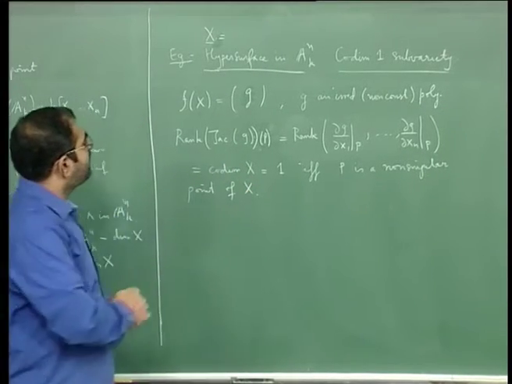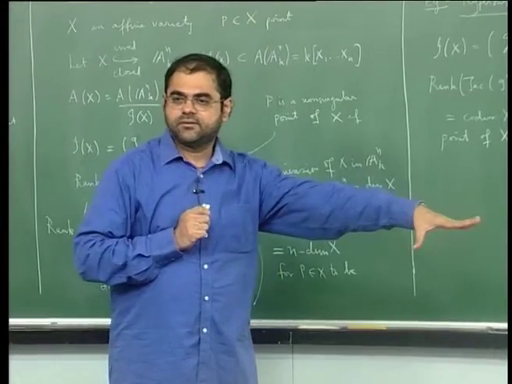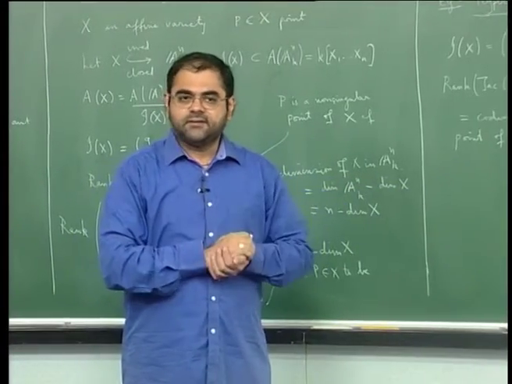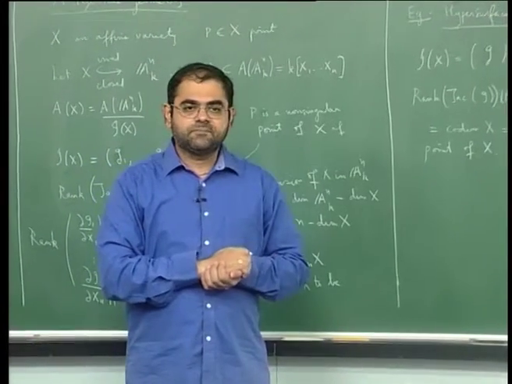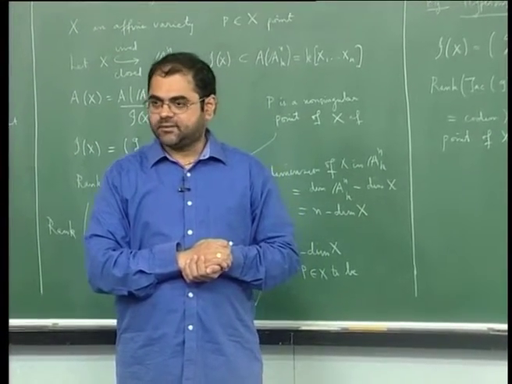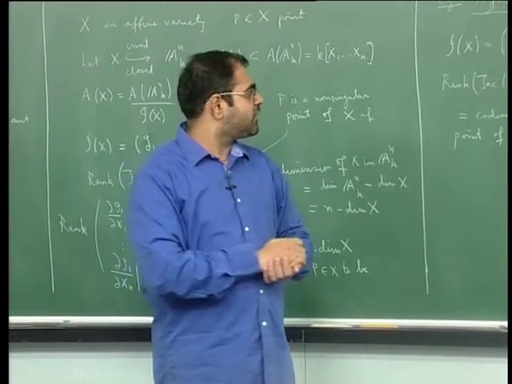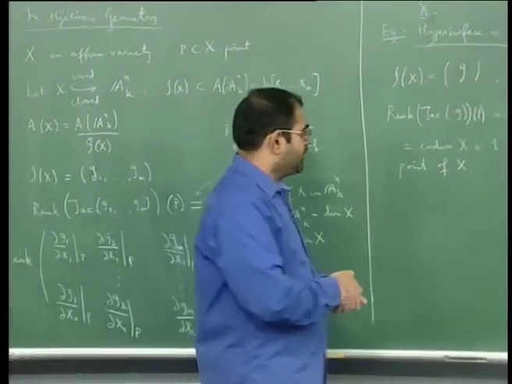So if you want the hypersurface to be non-singular, that means you want all the points on the hypersurface to be smooth non-singular points, then the condition is that all the first partial derivatives of G should not simultaneously vanish at any given point. Such a polynomial is called a non-singular polynomial, or a smooth polynomial.